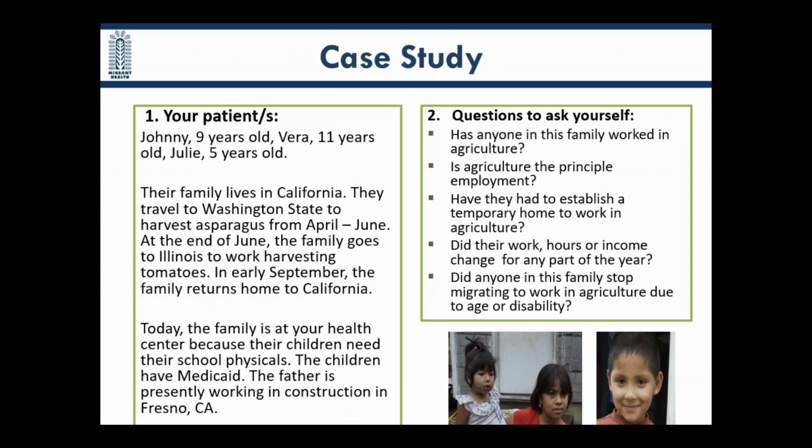And then before we move on, I just want to do one case study so we can make sure you understand the information we shared. For this case study, the patients are 3 siblings, and they're needing their annual physicals for school. Their family lives in California. The children have Medicaid, and they travel to harvest asparagus in Washington State between April and June. At the end of June, they travel to Illinois, where they harvest tomatoes. Then they return back to California. So thinking back on the information we've covered and keeping in mind the questions to ask that we have listed here, how would you classify these patients?